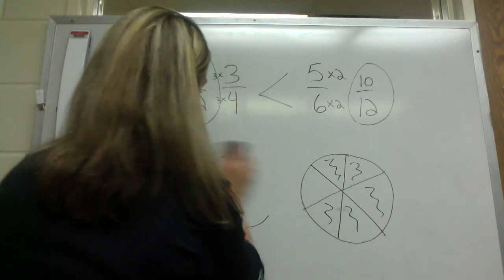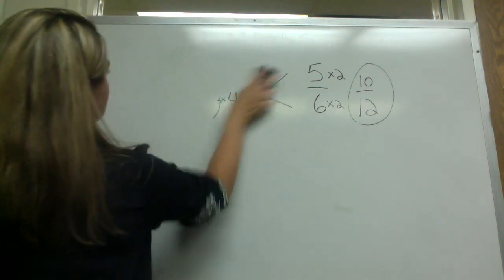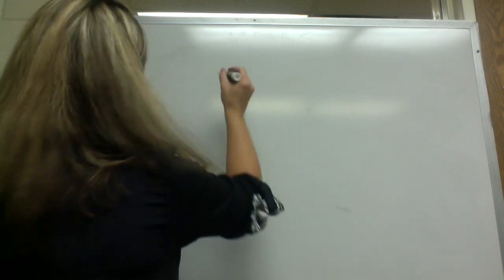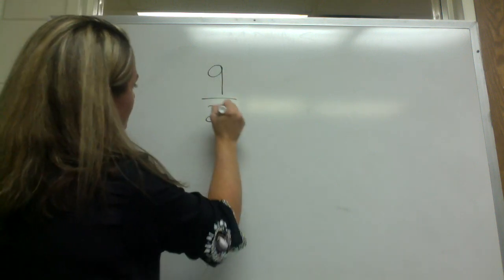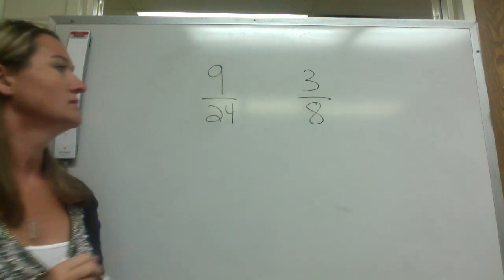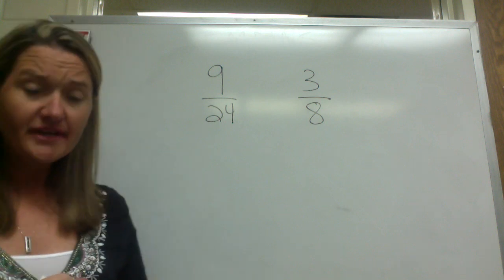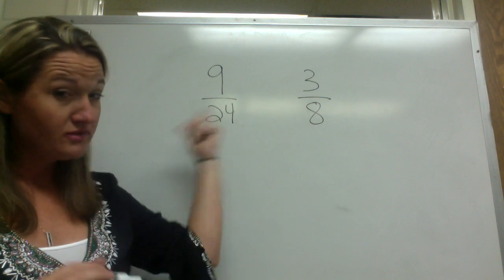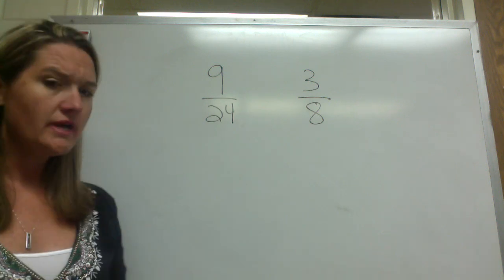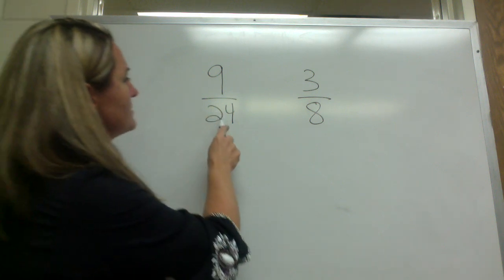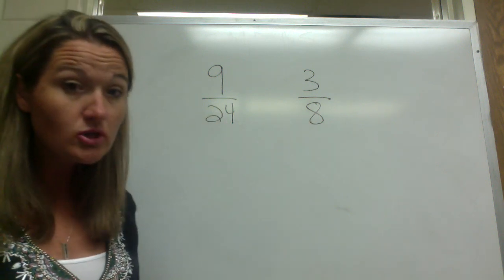All right, let's do this again. Let's do 9 over 24 and 3 over 8. Okay, so again, we need to think of the denominators, they're different. So again, we're talking about two different size pieces. 24 and 8. We need to come up with the least common denominator. What is the smallest number that 24 and 8 will go into?